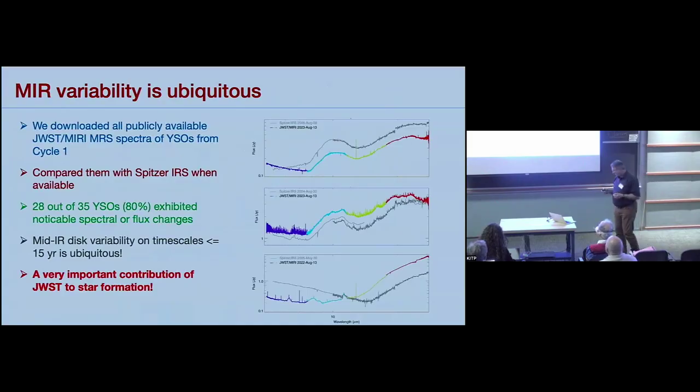It's worth investigating. So as a first step, we downloaded all publicly available James Webb MIRI spectra of young stellar objects from cycle 1, and compared them with the Spitzer spectra. These are just 3 examples. And what we found is that really a lot of objects show noticeable differences. Actually, we measured some 80% of the young stars showed different Spitzer and MIRI spectra. And one can interpret it that during 15 years, which is the difference between the 2 instruments, really big changes can happen somewhere in the 10 micron range. I think it's an important contribution of James Webb to the star formation field.